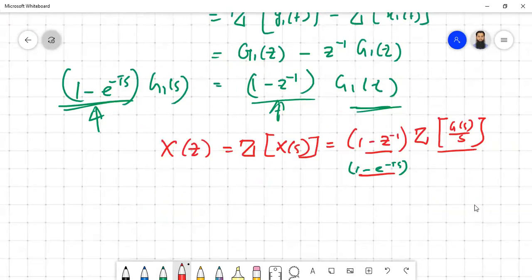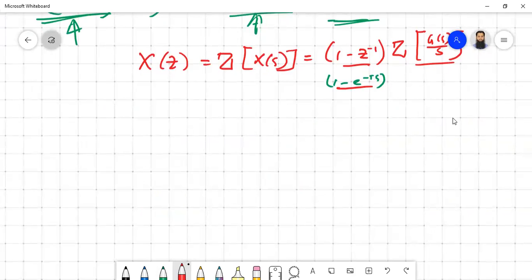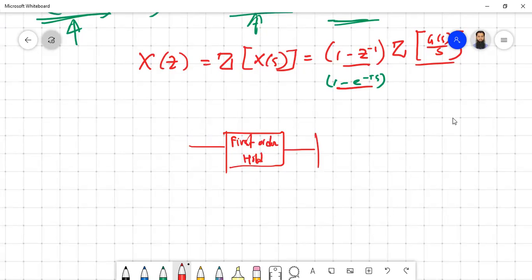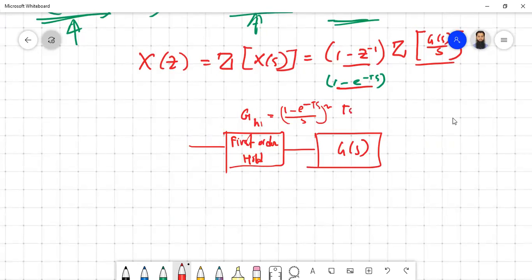Say we have a transfer function. We have a small system with a first order hold followed by a transfer function G(s). We know that the first order hold transfer function is Gh1, which is equal to (1 minus e to the power minus Ts) by s whole square, times (Ts plus 1) by T. In the last class we have derived that one.